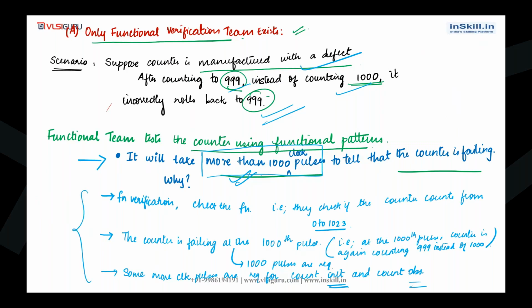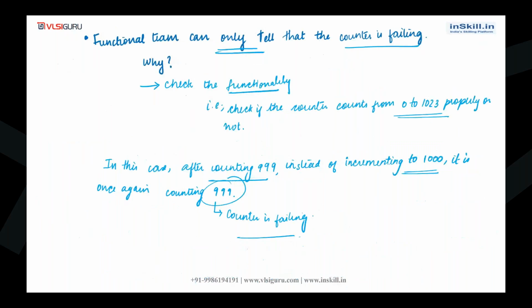The functional verification team can only tell that the counter is failing. The reason is because they check the functionality, that is, they check if the counter properly counts from 0 to 1023. So in our case, after counting 999, instead of incrementing to 1000, it is once again counting 999. So the counter is failing.